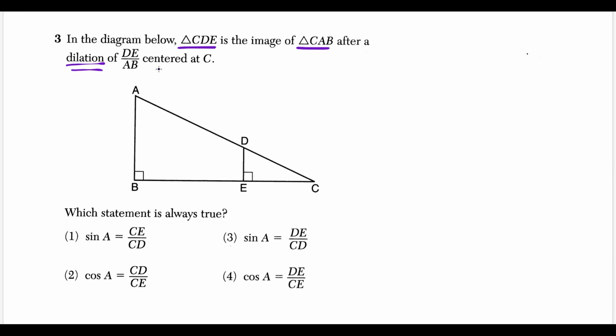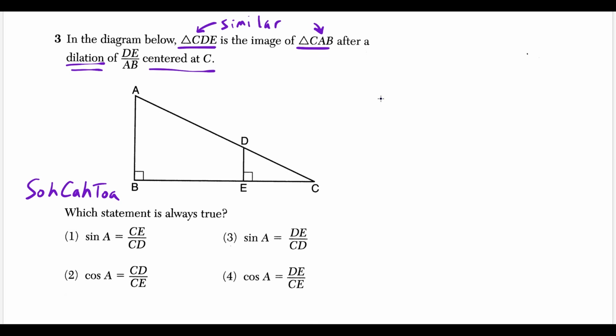For question 3, we have this triangle as the image of this triangle after a dilation of DE over AB centered at C. There's a lot to process here. But for these questions with this diagram, what jumps out at me right away is that the two triangles in question are going to be similar triangles. A dilation changes the size of a shape, but it keeps the angles intact. So when we dilate a triangle, the resulting triangle is going to be similar to the original one. Then they've paired this with some trig functions. It looks like just sine and cosine in the answer key, but the phrase SOHCAHTOA helps. Sine is the ratio of the opposite side over the hypotenuse, and cosine is the ratio of the side adjacent to the angle over the hypotenuse.